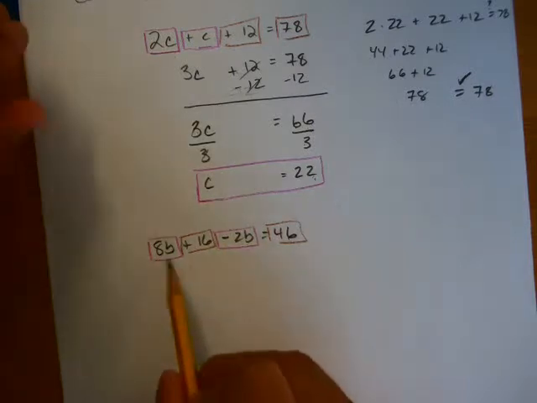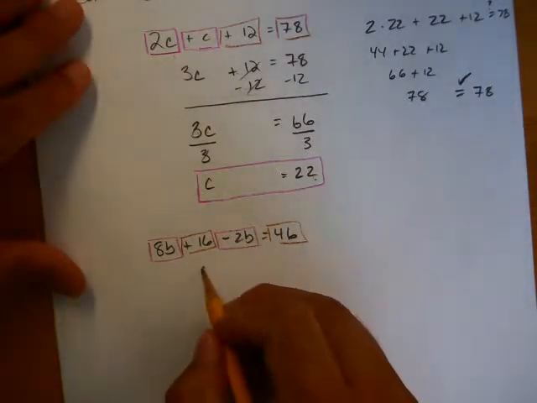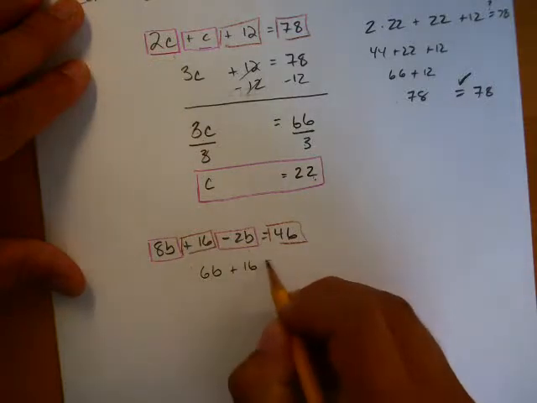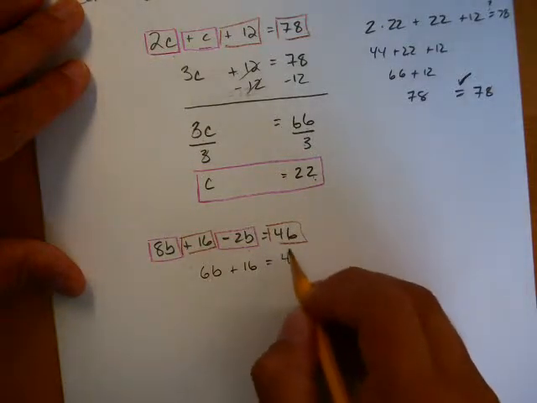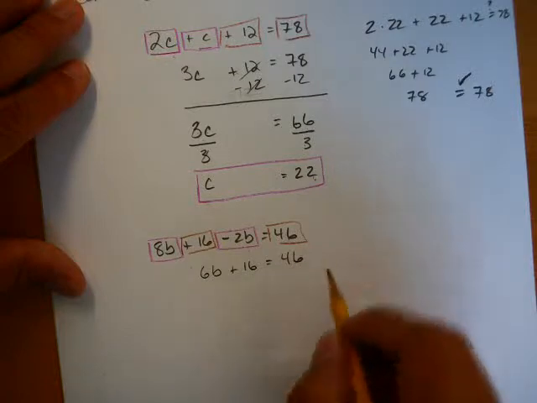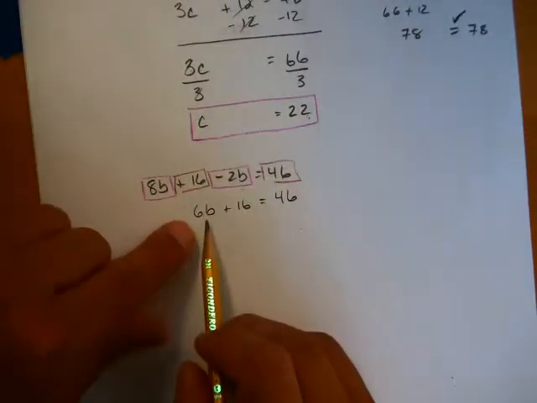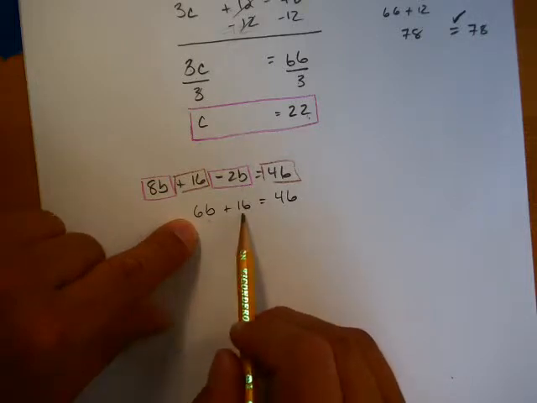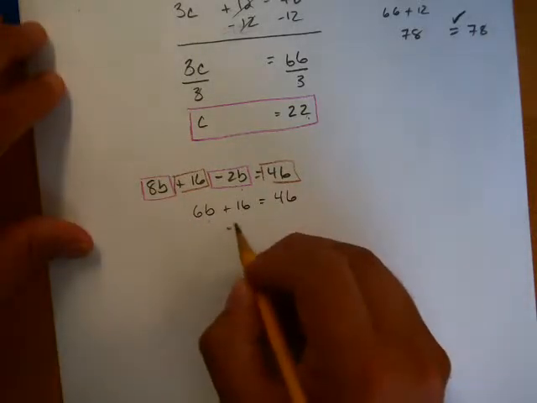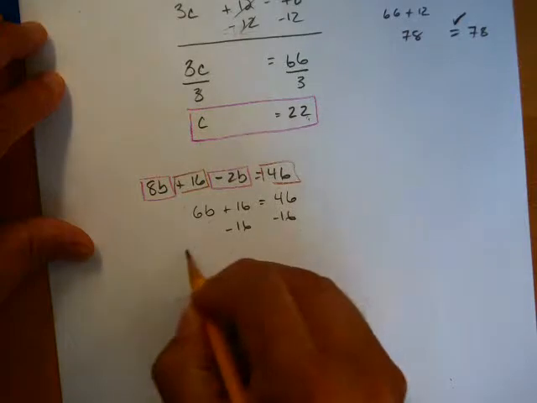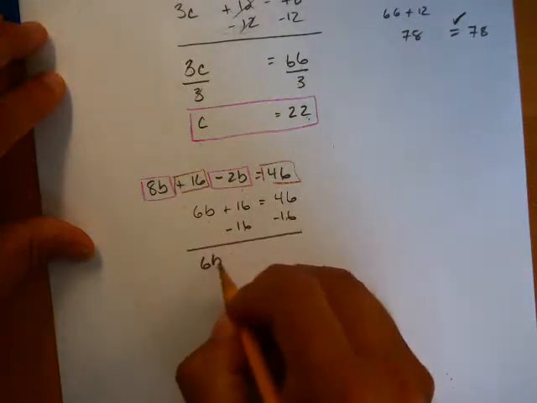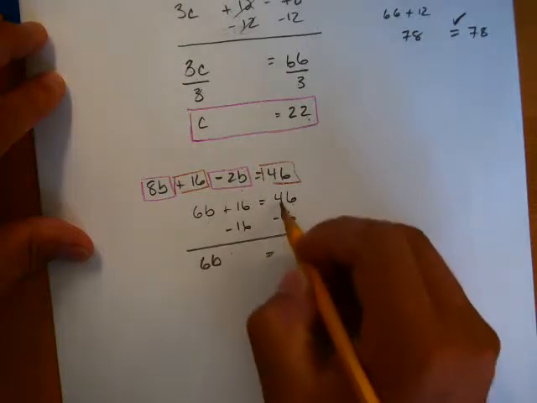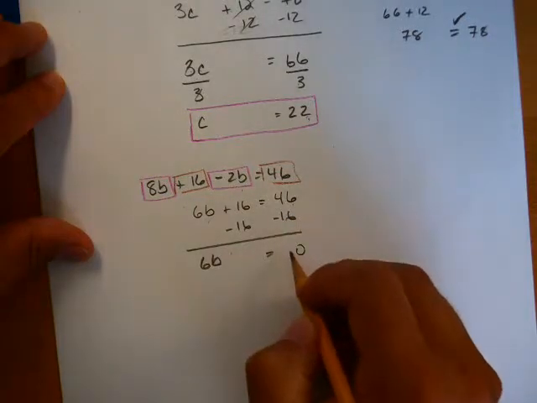So 8b subtracting 2b is 6b's. I'm going to drop down the rest of my terms, my equals, and then I'm going to write down the right-hand side of the equation also. Now I'm going to try to get the variable by itself. So this 6b is going to have to wait for now because I need to take care of this guy. So I'm going to subtract 16 from both sides, draw my line. Now I have 6b is equal to 6 subtracting 6 is 0, and 4 subtracting 1 is 3.